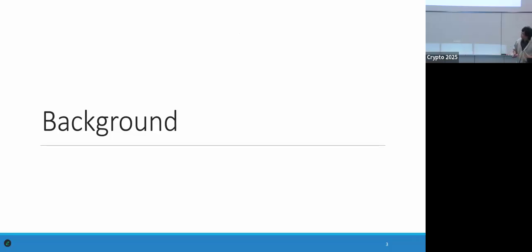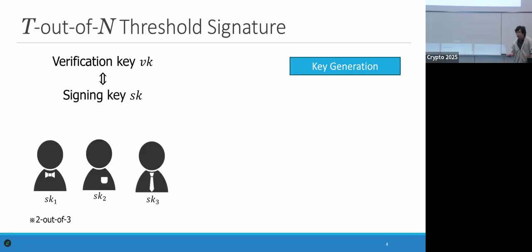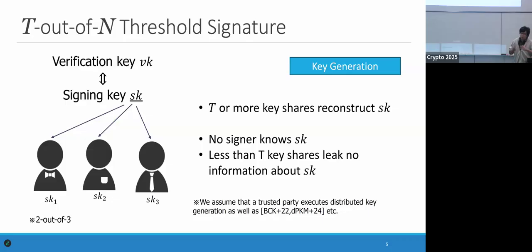Now I move to the background. Here I explain what a threshold signature is. This is a distributed signature scheme. In the key generation phase, the signing key SK is distributed to n signers so that T or more key shares reconstruct the actual SK, and no signer knows the actual SK, and fewer than T key shares leak no information about the SK. In this work, we assume a trusted party in the key generation phase.